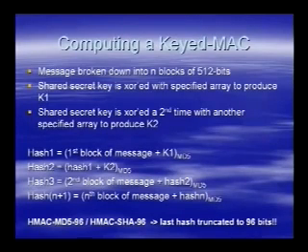So the message, whatever data you're trying to send, let's say it's a routing update, is broken down into n blocks of 512 bits. Then the shared secret key, which you've configured on both sides, is XORed, that function that I just showed you in the slide, with a specific array. And these arrays are well known. They're defined. And then you end up with K1. The shared secret is XORed a second time with another specific array to produce K2. So this is just some pre-processing that's done.